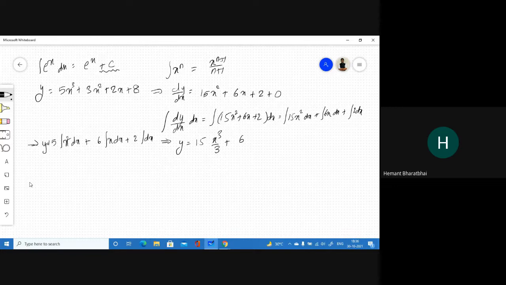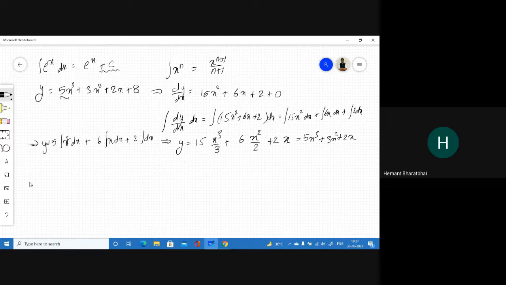x can be written as x raised to 1, so x raised to 1 plus 1. So that will become x raised to 2 by 2 plus 2 integration, derivative gets cancelled, you just get x over here. Integration of dx is x. So 3 ones are 3, fives are 5, so you get 5x cube. 2 ones are 2, threes are 3, so you get 3x square plus 2x.